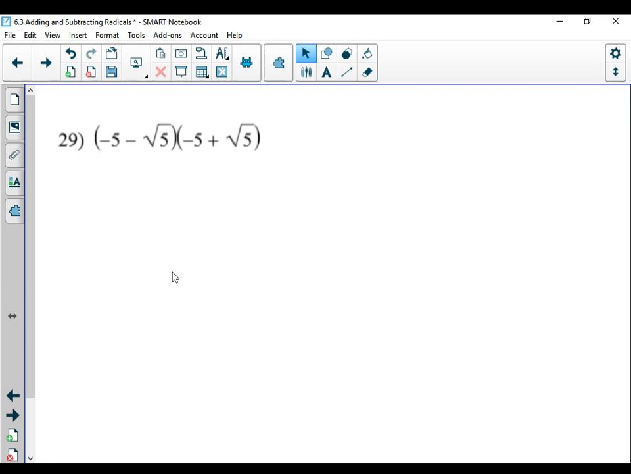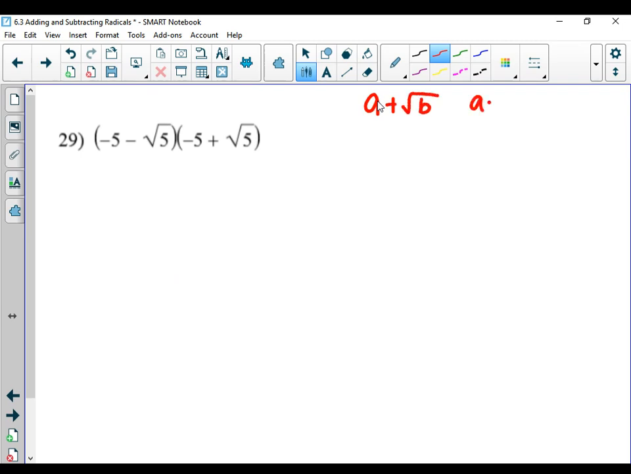Okay. So the reason why I picked this particular problem, does anyone remember what these are called? Conjugates, okay? Remember, if I have A plus the square root of B, then A minus the square root of B is its conjugate, okay? So there's a reason why we did those with complex numbers was because it got the i out of the denominator. Well, we're going to use that same idea to get the radical out of the denominator, okay?